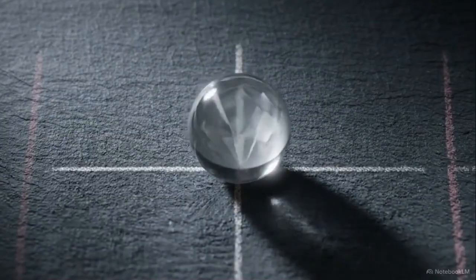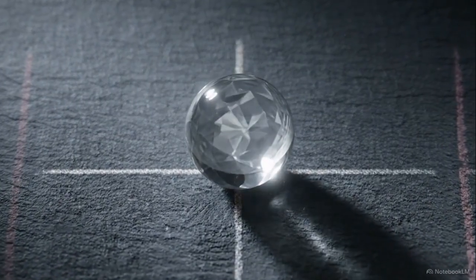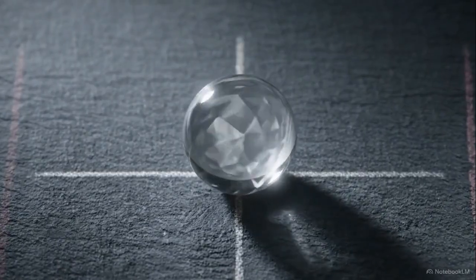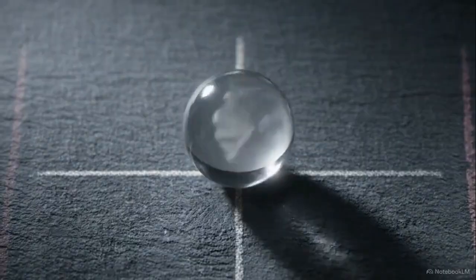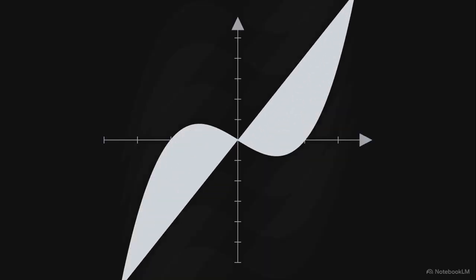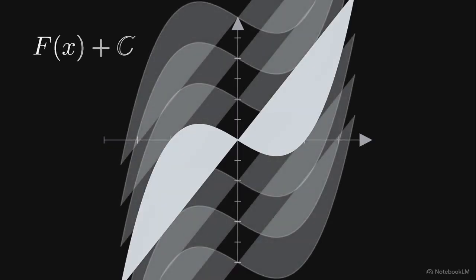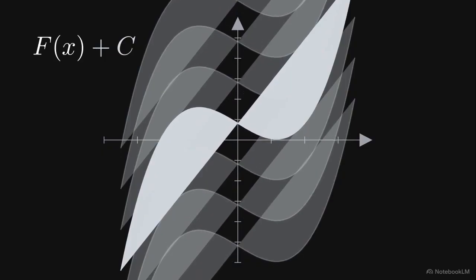Imagine looking at a completely empty coordinate plane. Your goal is to land exactly on one single, precise point in that space. This animated graph shows what happens when we perform a standard indefinite integration. We get an infinite family of parallel curves.